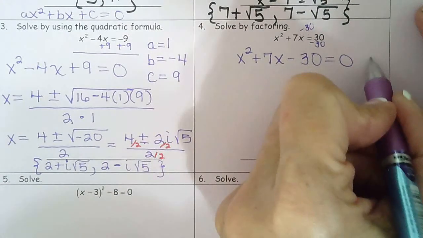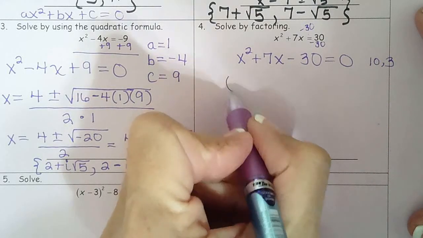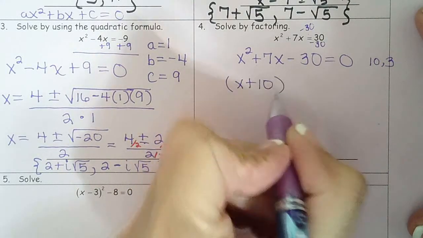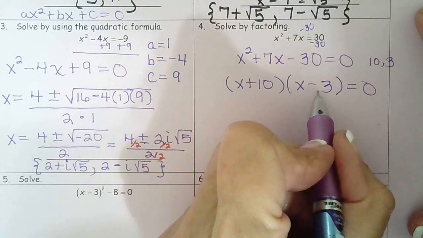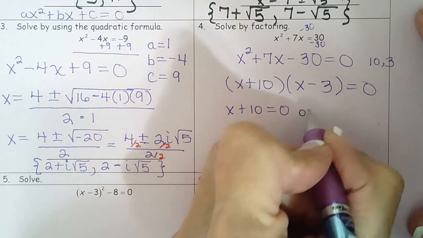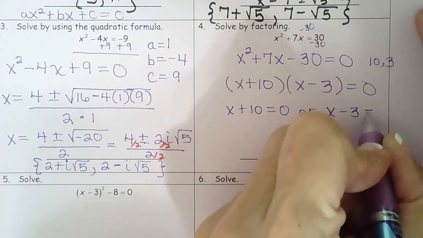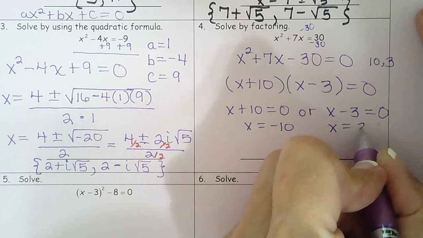Factors of 30 that differ by 7 are 10 and 3. Signs different, largest plus, so x plus 10, x minus 3 equals 0. And if a times b equals 0, either a is 0 or b is 0. And that gives me my two solutions, negative 10 and positive 3.